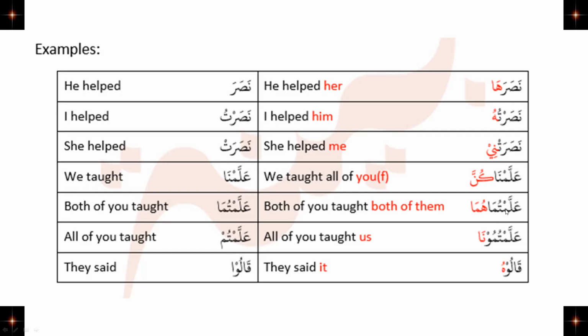So it's tuma, so allama, and then antuma and huma. So both of you taught both of them. This "them" can either be masculine or feminine, depending on the context. Allamtumuhunna. Now note, allamtum is actually allamtum antum.